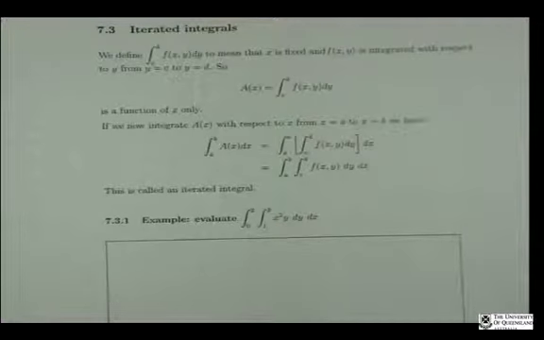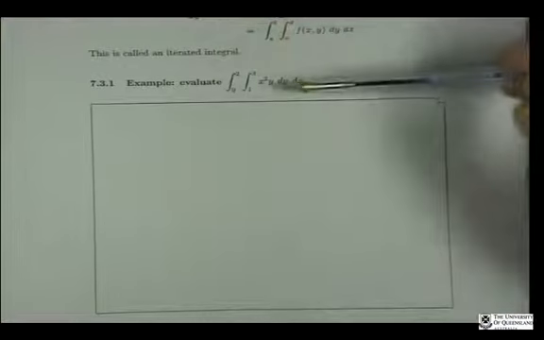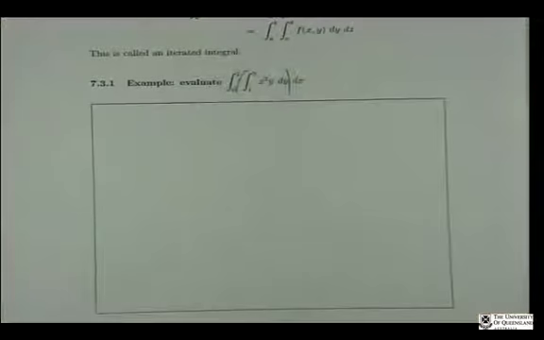So it's called an iterated integral. We work from the inside out. Let's just work through a very simple example just to establish exactly what we mean. Okay, so in this case, we're integrating the function x squared y. So remember, it's an iterated integral. So this means we evaluate from the inside out.